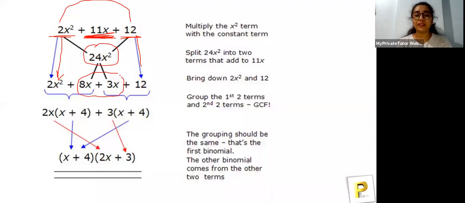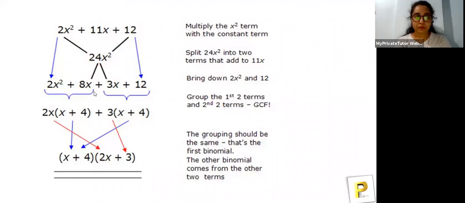That means the 11x gets replaced with 8x and 3x. When you add 8x plus 3x, you get 11x, right? So you just have to split the 11. Now the next thing is you have to find the common factor from two terms. If you take common from 2x square plus 8x, what is common over here? 4x? No, that is 2x, because you don't have 4 over here. So 2x is common in both of them.